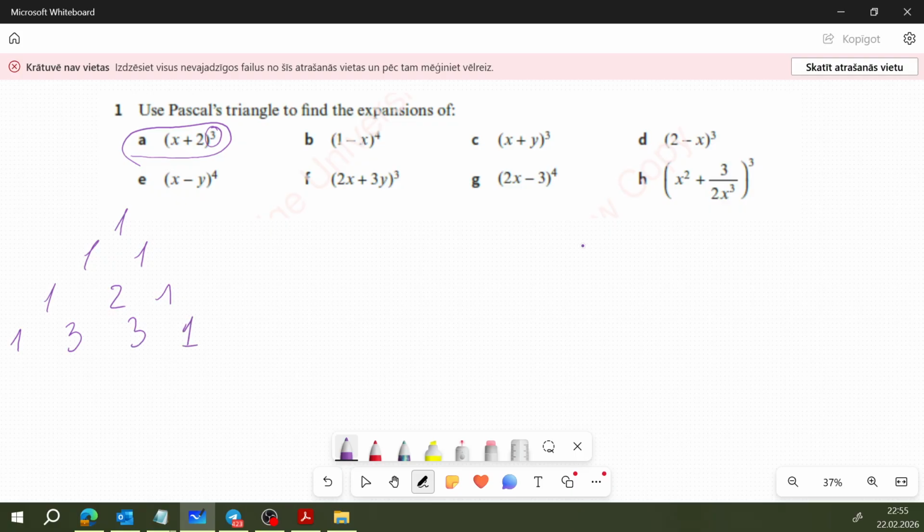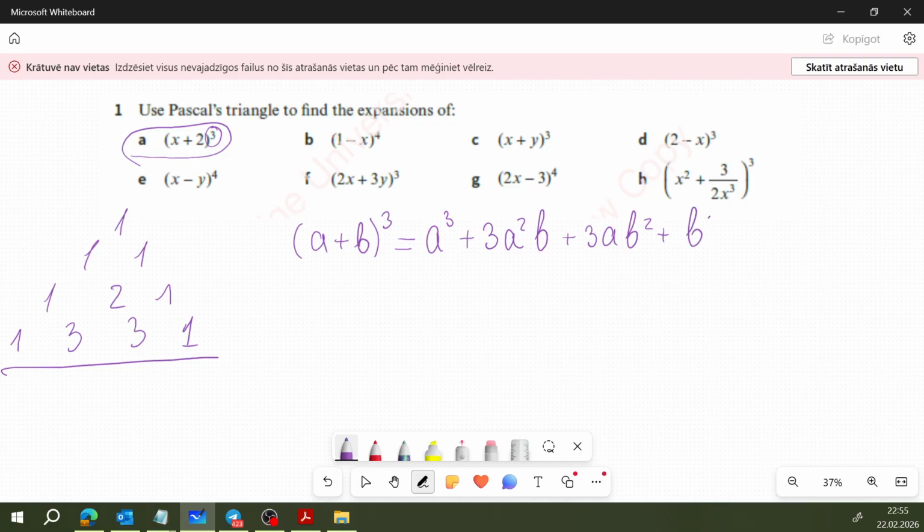So what is important to understand? These will be the coefficients of the terms when you expand them. And so if you have (a plus b) cubed, then you can say that this is a cubed plus 3a squared b plus 3ab squared plus b cubed. So this is how we can do it.